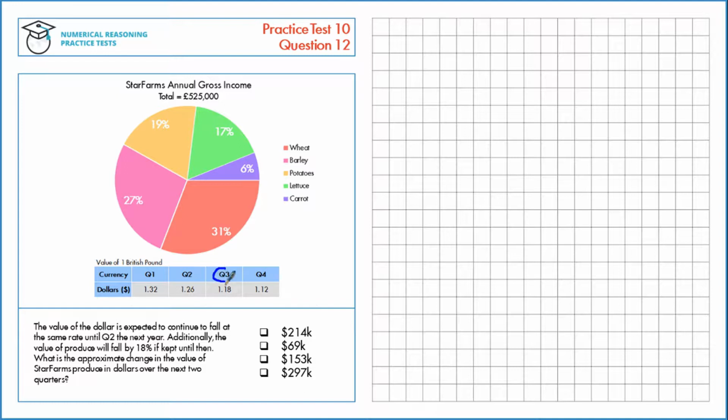So we're going to use these 2 quarters here to calculate the approximate percentage change in the exchange rate, which we can use to find the exchange rate in Q2 next year. Let's use this new value here, 1.12, subtract the old value, divide by the old value and multiply by 100, which is minus 5.1%. So that's a 5.1% decrease.